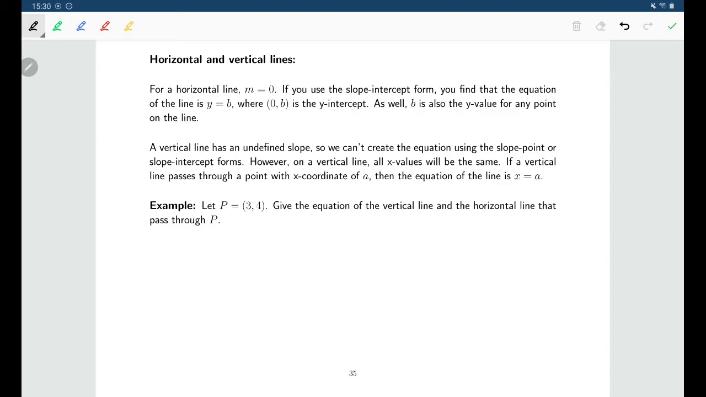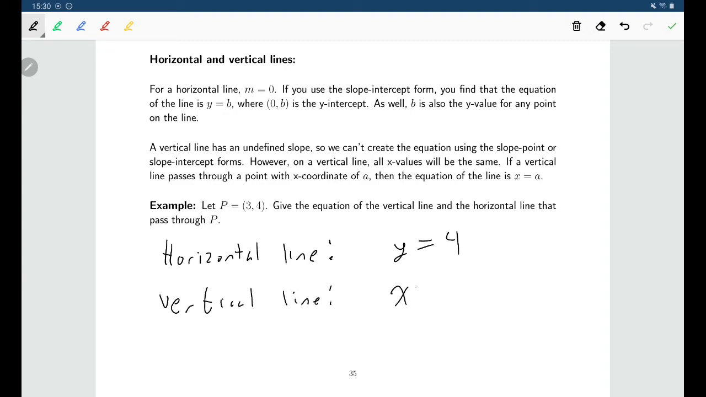So as this example goes, we've got a point (3, 4), and we want the vertical line that passes through that point and the horizontal line that passes through that point. So for the horizontal line, that would just be y equals whatever the y coordinate is, which is 4 in this case. And for the vertical line, that would be x equals whatever the x coordinate is, which is 3.